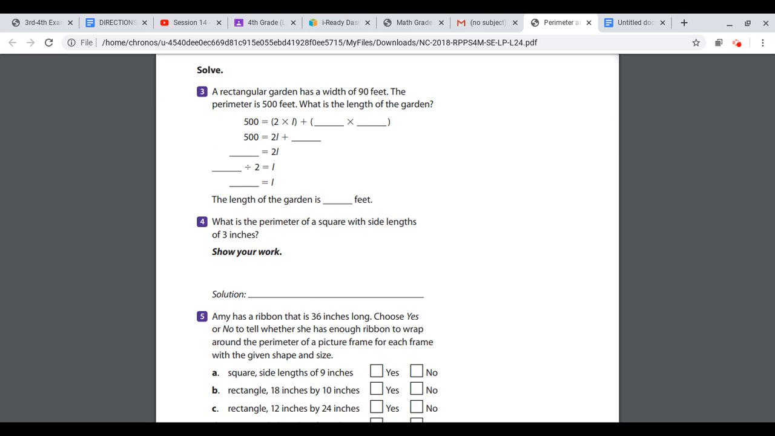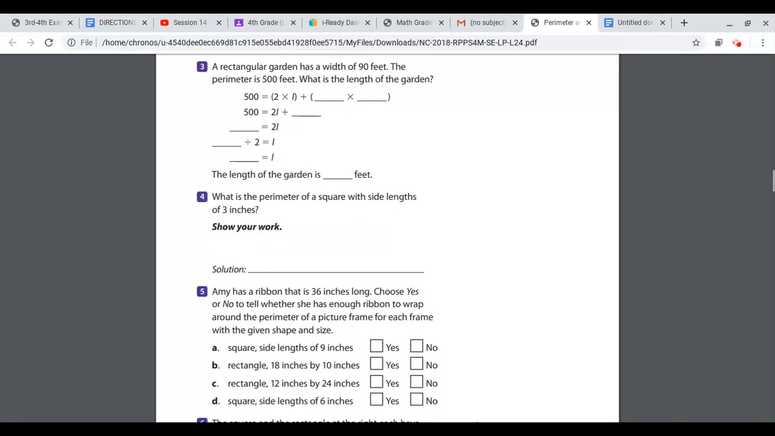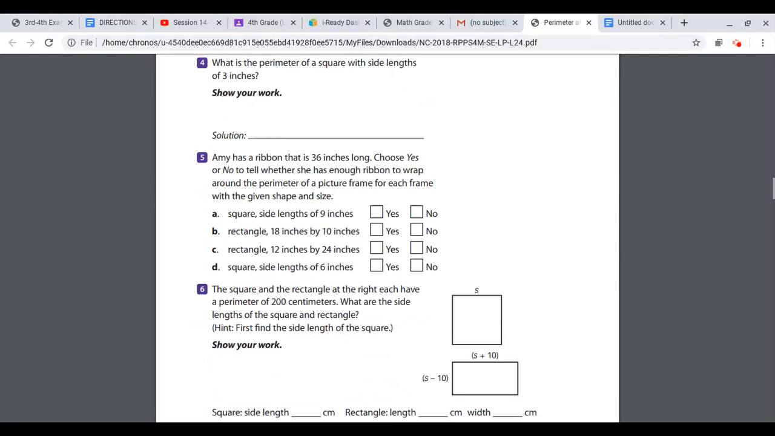Okay. 4. What is the perimeter of a square with side lengths of 3 inches? We talked about a square in lesson 16. The square has the same side lengths. So the perimeter of a square is going to be, how many sides does the square have? 4. 4 times 3. Okay. 5 you should be able to do by yourself.